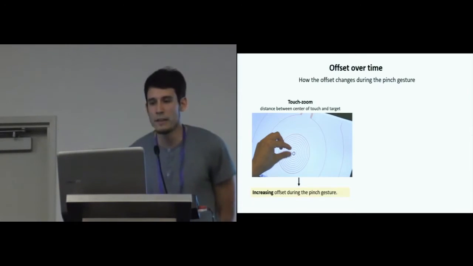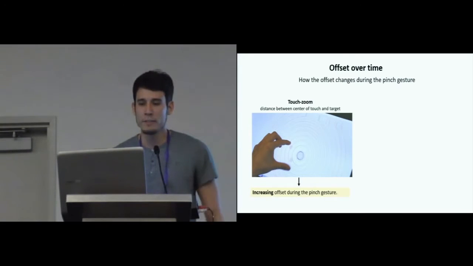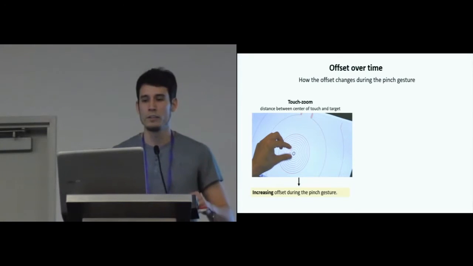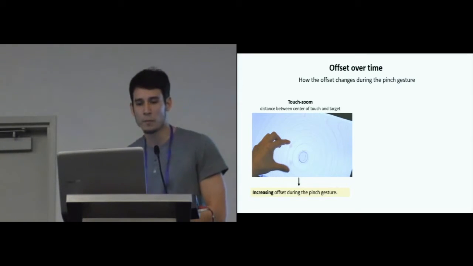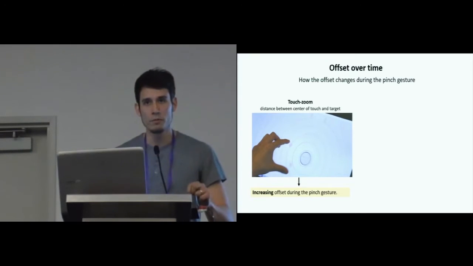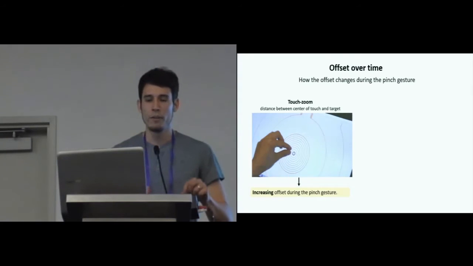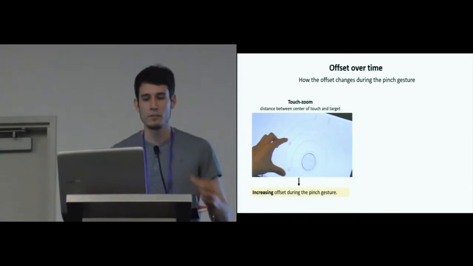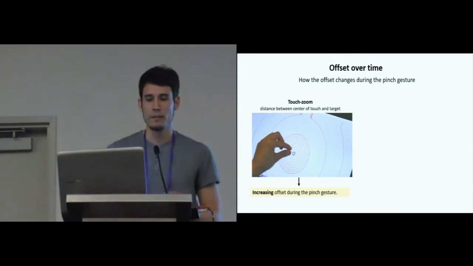And for this we looked at the offset over time. So how does the offset between the ideal point and the actual zooming point change during the pinch gesture? And what you can see in this example on the left is that while users touch down relatively close to the target at the beginning, the further they pinch out, the further the target moves away from the actual zooming point. So the offset increases during the pinch gesture.